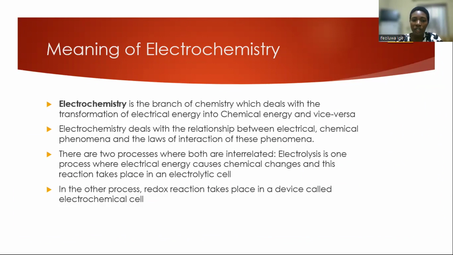Electrolysis. Now, the other process is what we call redox reaction, that is oxidation reduction reaction, and this takes place in a device that is called an electrochemical cell. Remember, I mentioned electrolysis takes place in an electrolytic cell, whereas redox reaction takes place in an electrochemical cell.